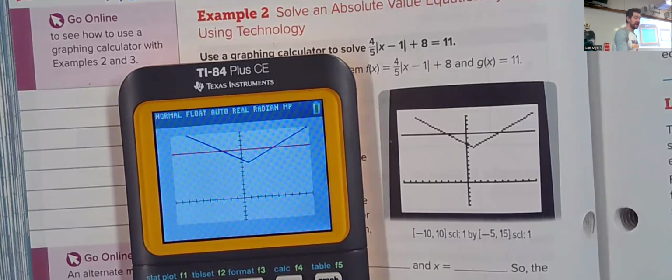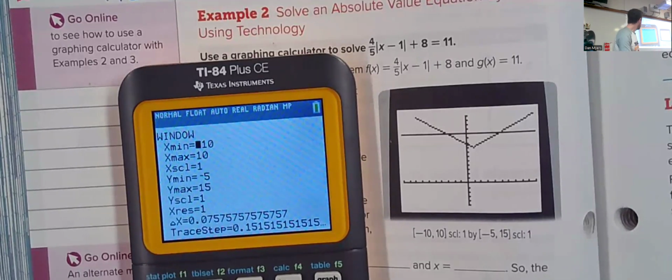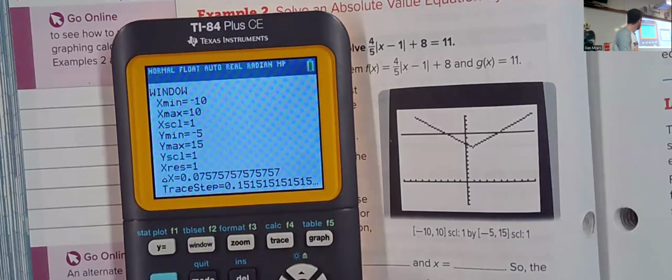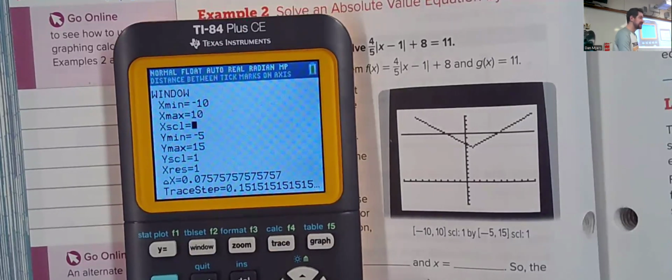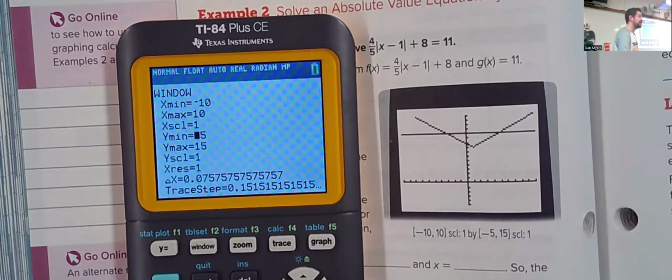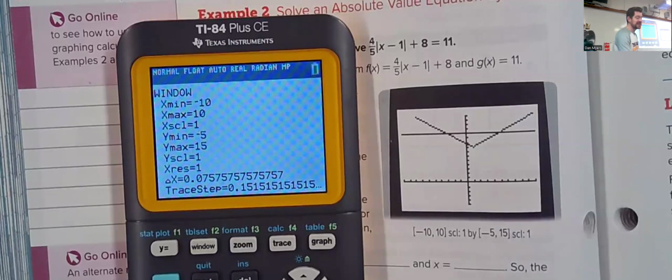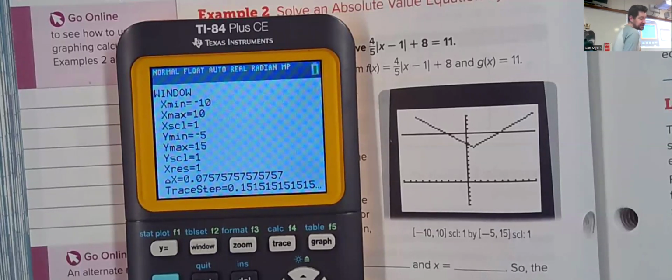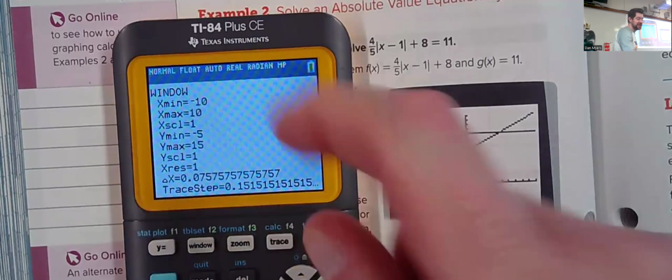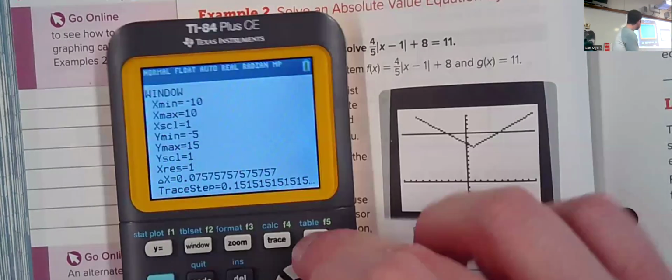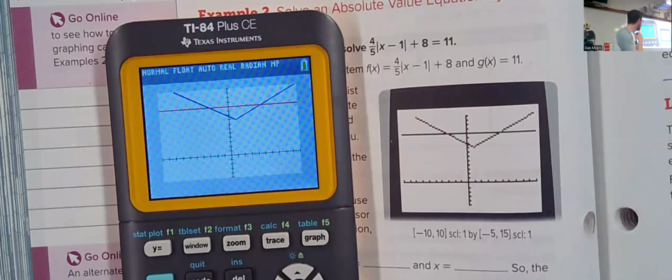So window, the x values, keep them the same, -10, +10, x scale 1, that's good. And then change the y minimum to -5, change the y maximum to 15, and then keep the scale at 1. So once you go to -5 and 15, just go ahead and hit graph again. And then, does anybody remember what function we're looking for to solve this? What are we trying to figure out here?